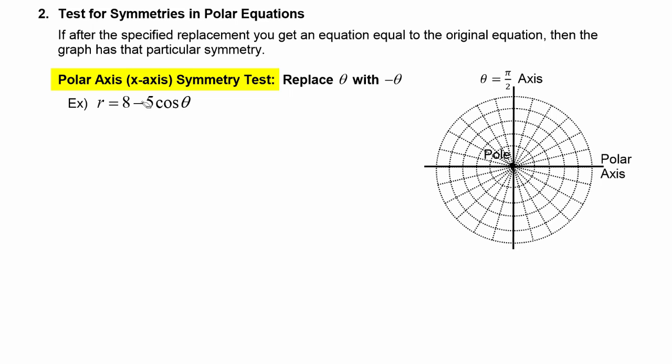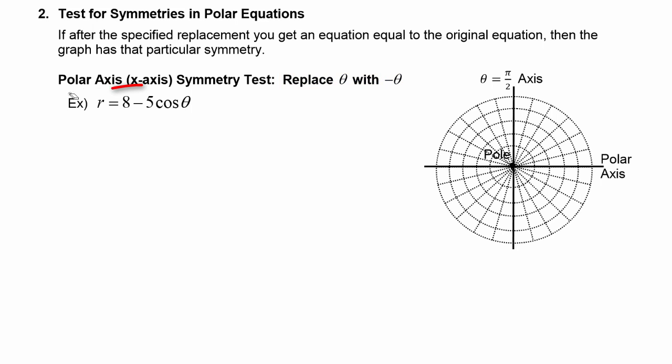Now, as I've given you a hint here, polar axis is right here. In the rectangular coordinate system, we call that the x-axis. But in the polar coordinate system, we call this the polar axis. And the test that we do is that we replace theta with negative theta in the equation, and then we simplify it to see if we get back to the original equation or not.